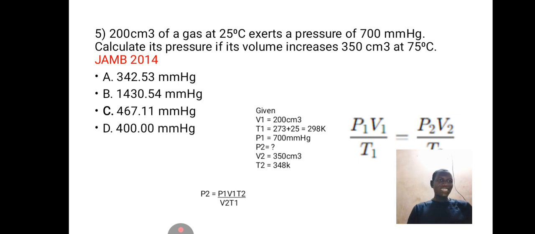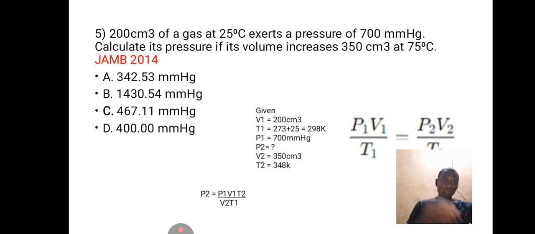This formula is the combination of Boyle's law and Charles' law, and the formula is P1V1 over T1 is equal to P2V2 over T2. Now in this question, which was 2014 JAMB, we have that 200 centimeter cube of a gas at 25 degrees Celsius exerts a pressure of 700 millimeter mercury. Calculate its pressure if the volume increases to 350 centimeter cube at 75 degrees Celsius.